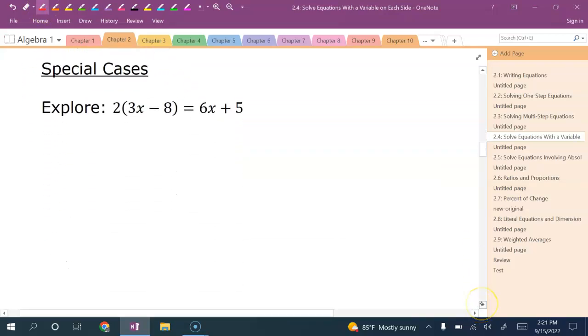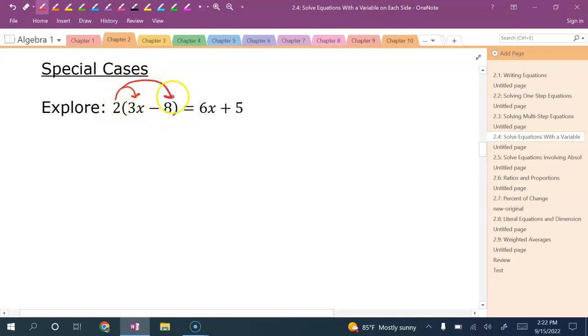Now, on this last page here, these are called special cases. So I want to go over these ones together so that if you ever run across one of these on a homework assignment or an accountability check or something in the future, you know what it means and you know how to handle it.